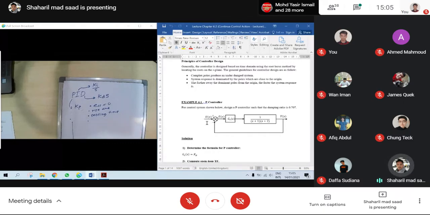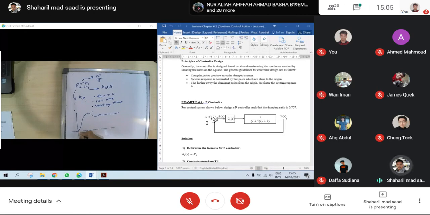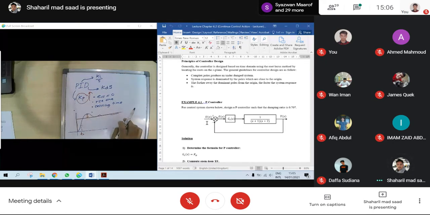So if you look at one graph here, this is what we are going to achieve. For example, our reference input is the step input. So this is the overshoot. When you adjust the Kp and put it too large, the rise time will be faster, okay. However, the overshoot will be larger, and of course the steady state error will also be quite larger.